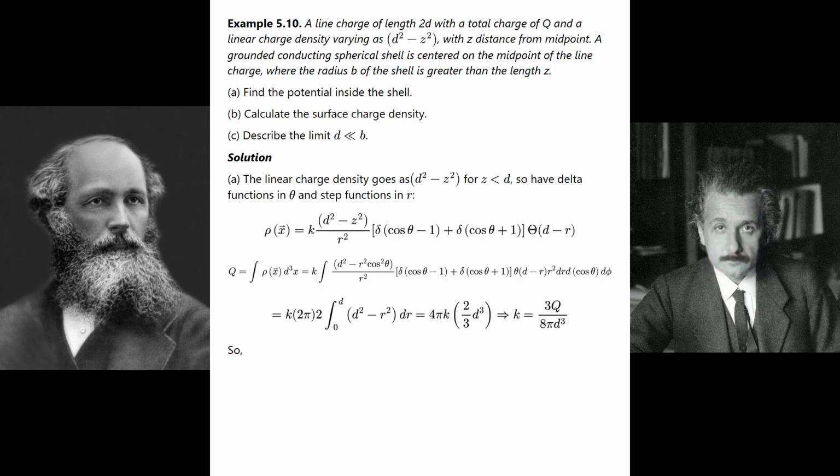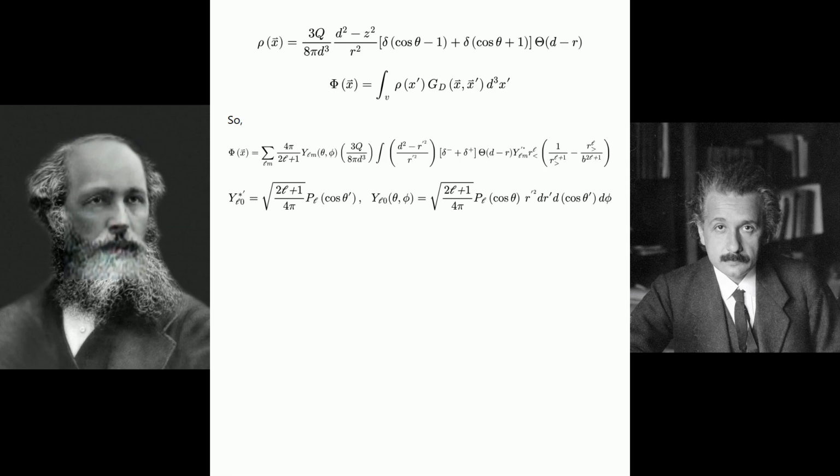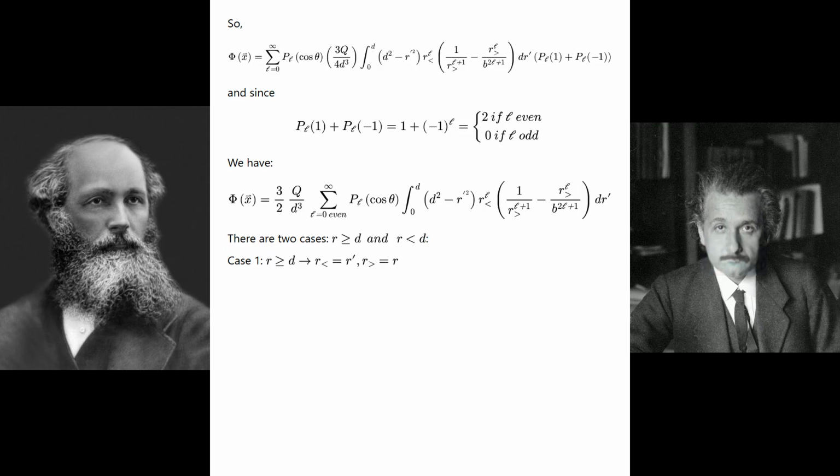Solution. A. The linear charge density goes as d squared minus z squared for z less than d, so we have delta functions in theta and step functions in r. See the following equations. So, see the following equations. So, see the equation. And since see the equation shown, we have, see the equation.